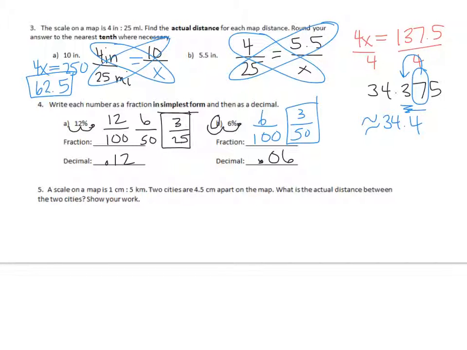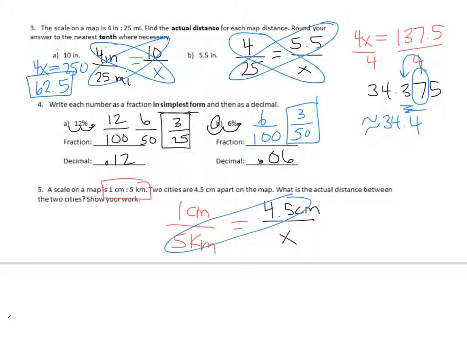A scale on a map is 1 centimeter is 5 kilometers. So I have a scale I need to set up. 1 centimeter is 5 kilometers. 2 cities are 4.5 centimeters apart on the map. What is the actual distance between the 2 cities? So 4.5 centimeters needs to go on the top, x on the bottom, and now you cross multiply. So it's going to be 1 times x, which is x, equals 5 times 4.5.